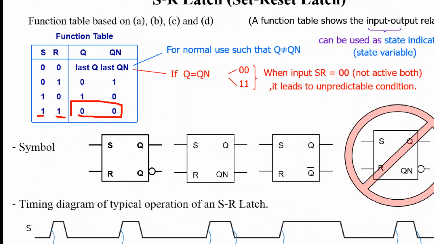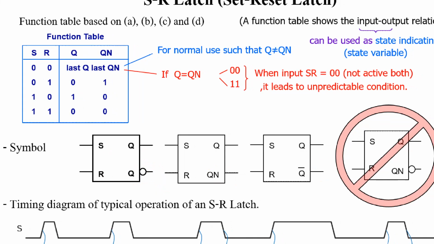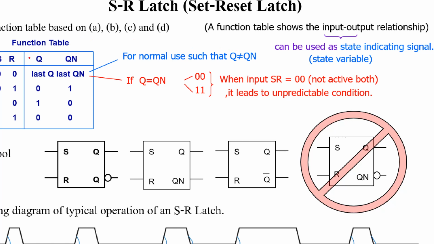For the symbol, now we will write something like this. It's S, R, Q, and this one is QN. You can write this one or this style. It's an active low output of Q, opposite Q, or Q bar. You can write in this style or this style or this one. Please choose one of these, do not mix.